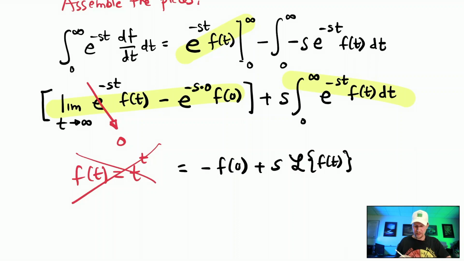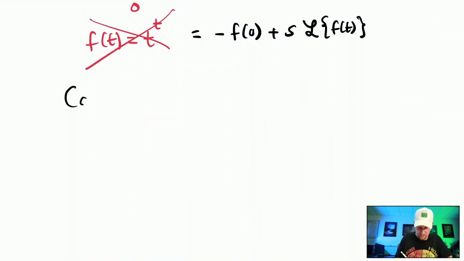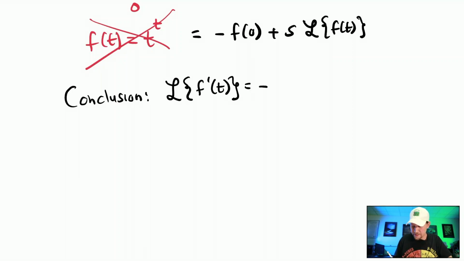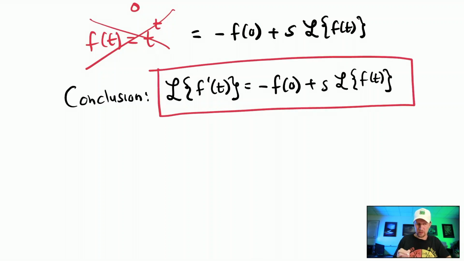of f of t, which means that our full result, our conclusion, is that the Laplace transform of the first derivative of a function is minus the value of that function at 0 plus s times the Laplace transform not of the derivative of the function, but the Laplace transform of the function itself. And this is a massive, massive, massive conclusion, right?